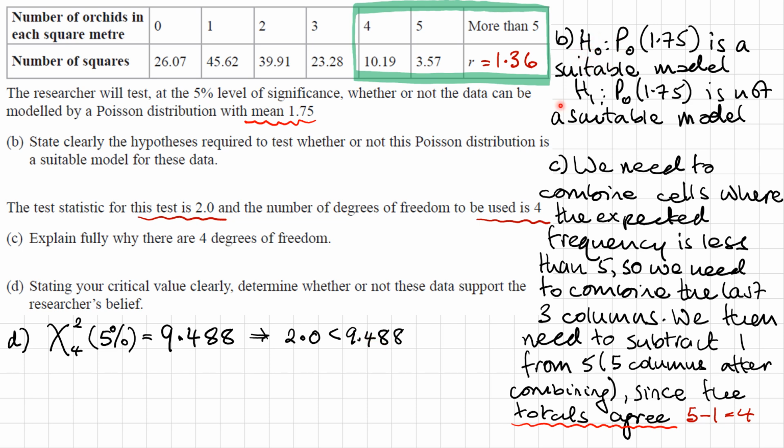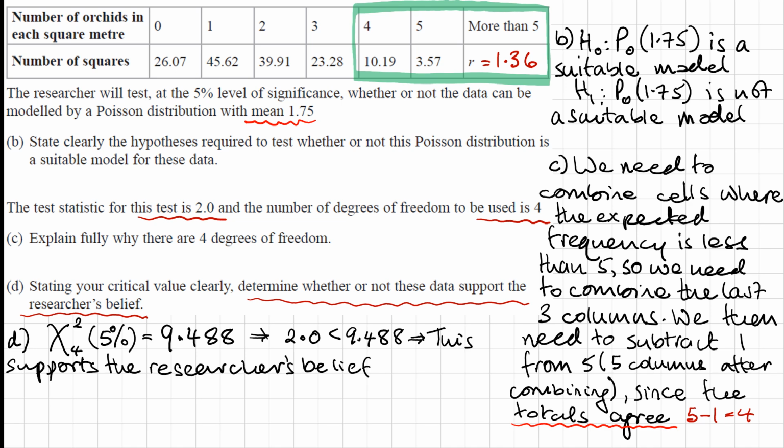Now we don't need to talk about accepting H0 and it being a suitable model. We can just refer to the fact and talk about the researcher's belief. Does the data support his belief? His belief is H0, that this data can be modeled with a Poisson distribution. This supports his belief. Yeah, so that's all we need to say. This supports the researcher's belief because his belief has already been stated and we don't need to state it again.